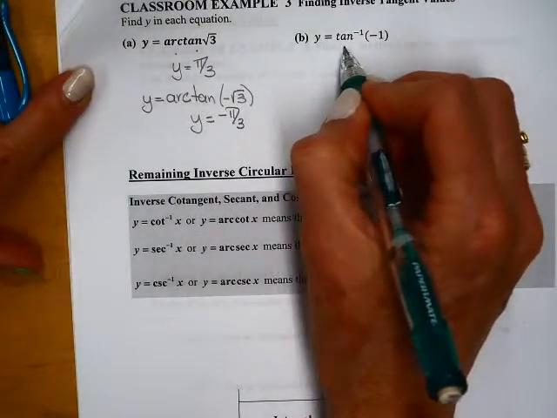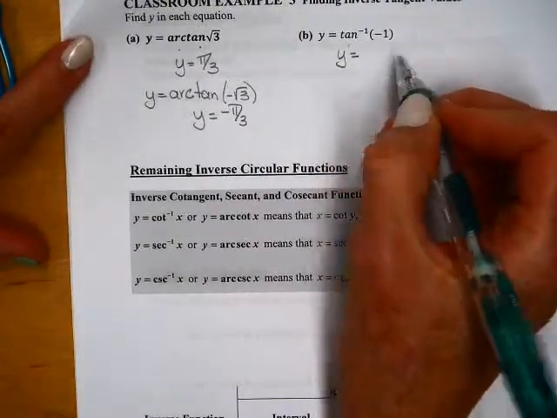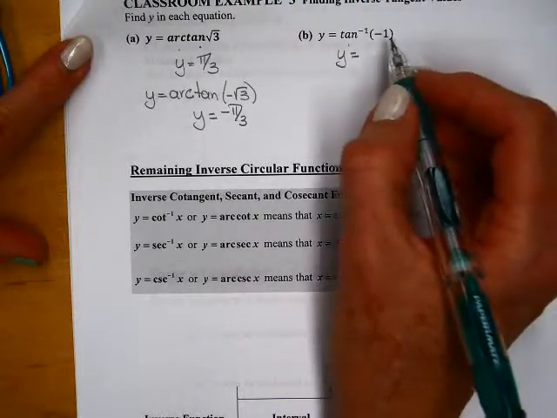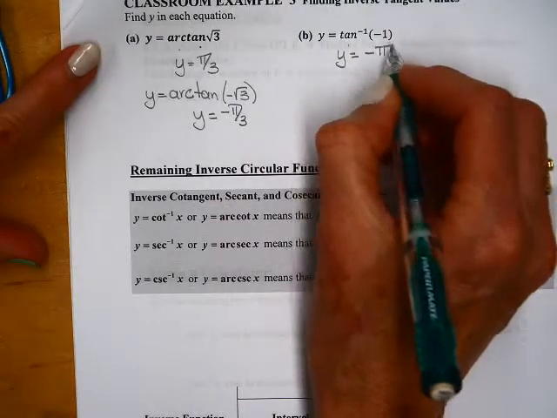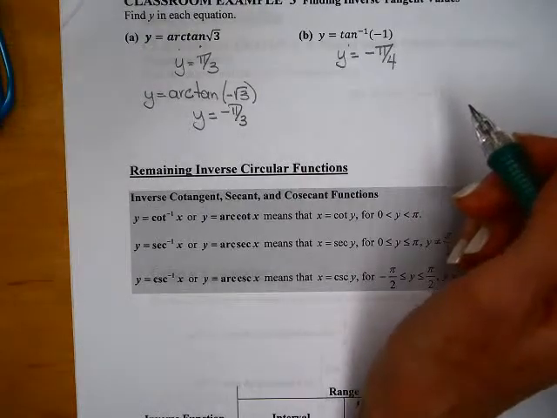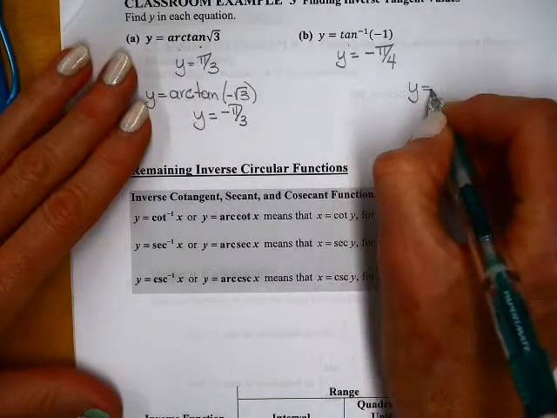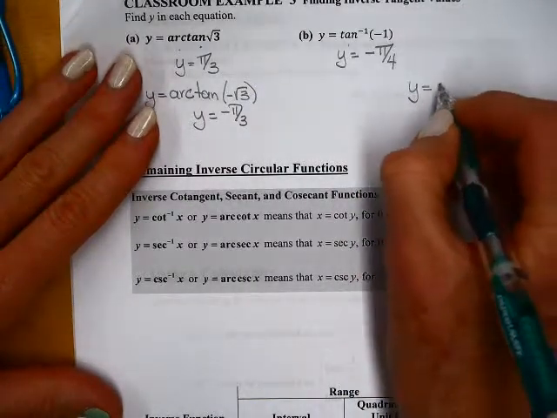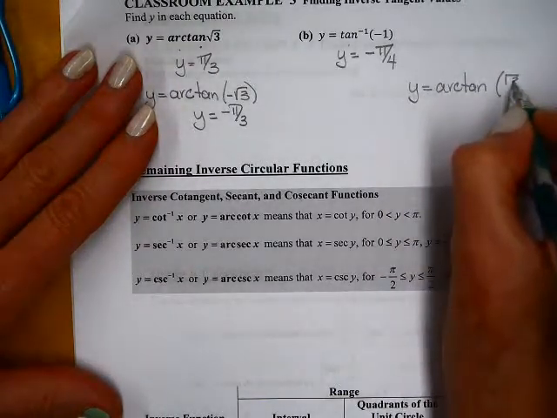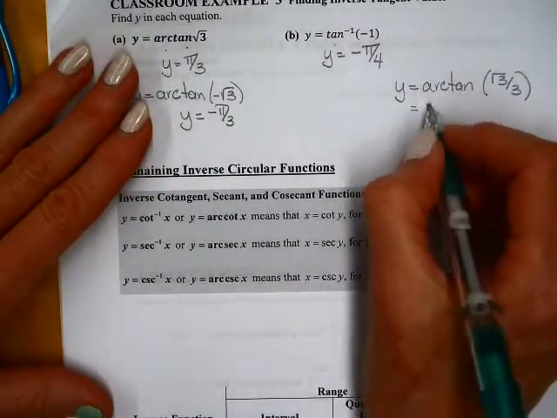All right, what about this one? The angle whose tangent is negative 1. What do y'all think? Negative pi over 4. Yeah, I'm sorry, I changed the worksheet, obviously, and added this one. All right, what if I have the angle whose tangent is square root of 3 over 3? That would be pi over 6.